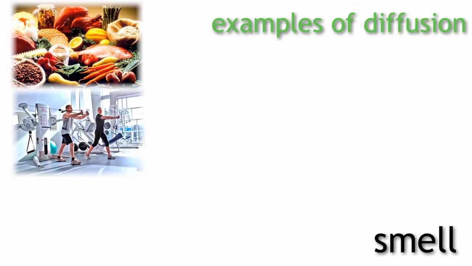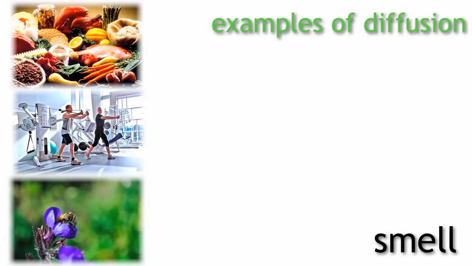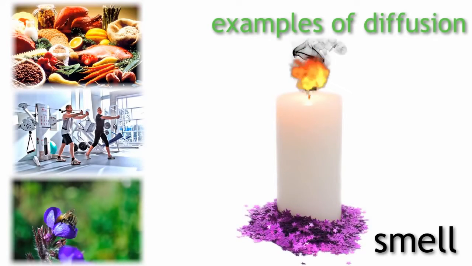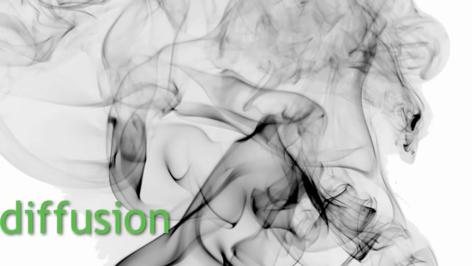Now, there are many examples of diffusion, but smell is probably the most obvious one. These could be food smell, body smell from other people, the scent that a plant gives off to attract pollinating insects, and the same even applies to the smoke from a candle after it has been extinguished. It spreads out, and it is all due to diffusion.